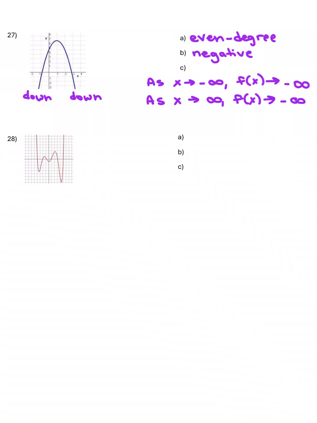Okay, number 28. This is also going to be an even degree function because both ends are pointing in the same direction. They're both pointing up. Now, to figure out the leading coefficient, we only look at the right side. So since the right side is pointing up, that means we have a positive leading coefficient.